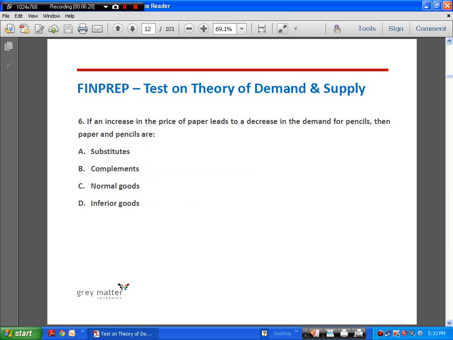The sixth question, if an increase in the price of paper leads to a decrease in the demand for pencils, then paper and pencils are: So when the price of paper is increasing, immediately the demand for paper would fall. And now we notice that the demand for pencils has also fallen. Therefore, we can conclude that paper and pencils are complements. So an increase in price of one leads to a decrease in the demand of the other good. Therefore, both are complements. Option B is the right answer.